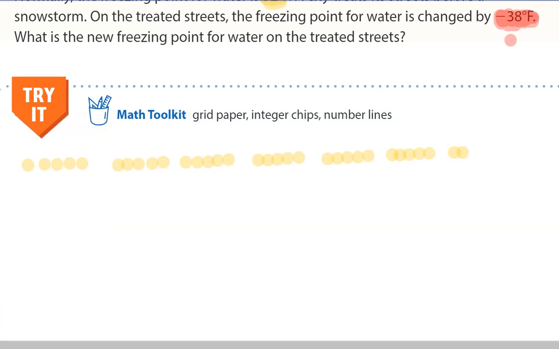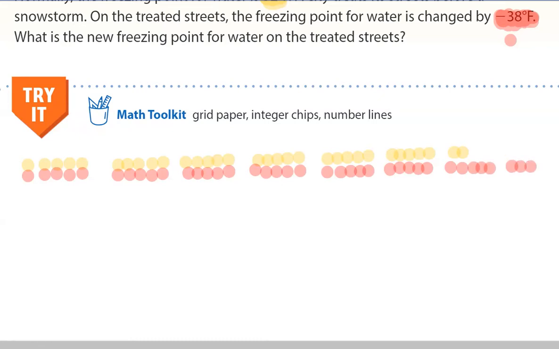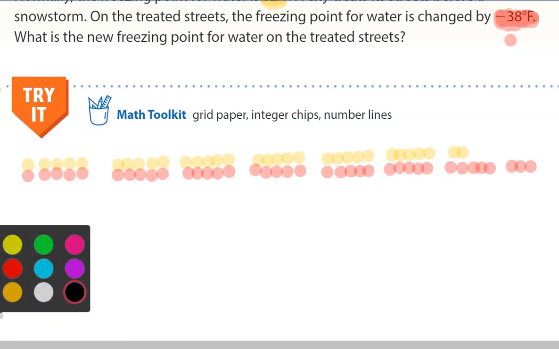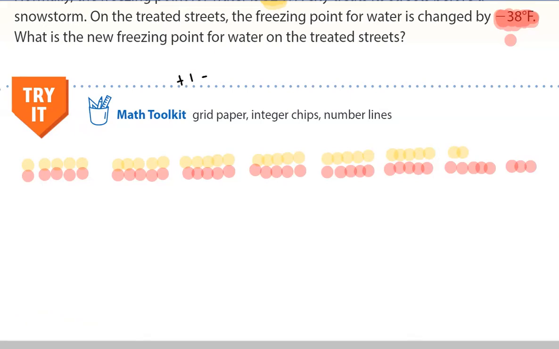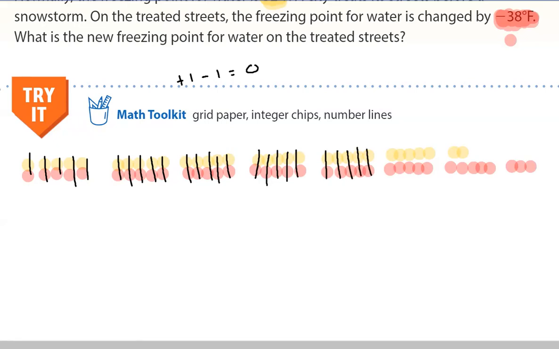Okay, I need 38 negatives because we're going down by 38. So 1, 2, 3, up to 38. Okay. And as you know, when you have a positive 1 and a negative 1, that equals 0. So that's called a neutral pair or a zero pair. So all of these cancel out to 0. All of these. And we're just going to see what's left.